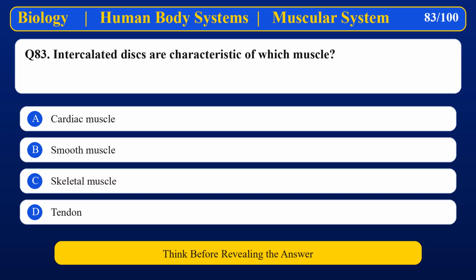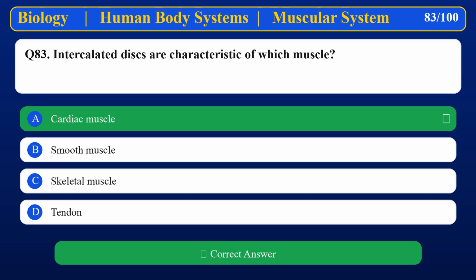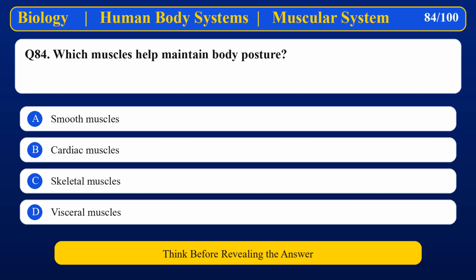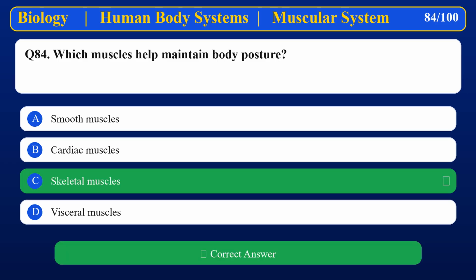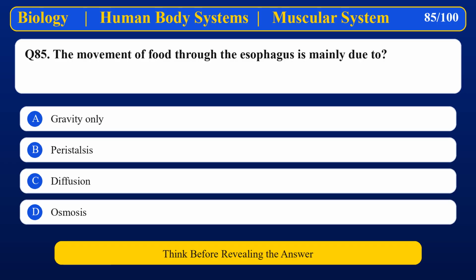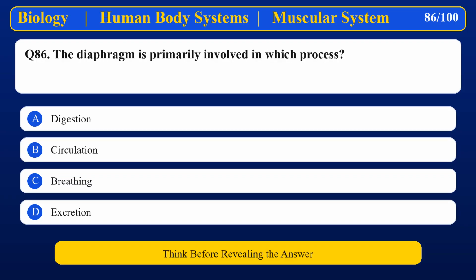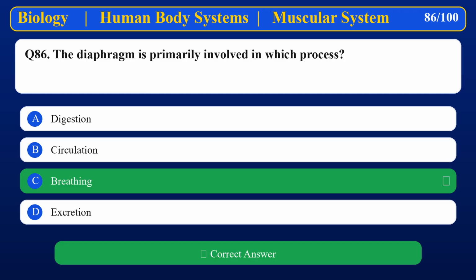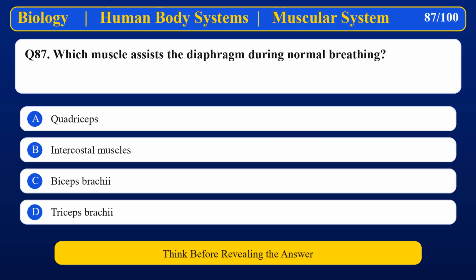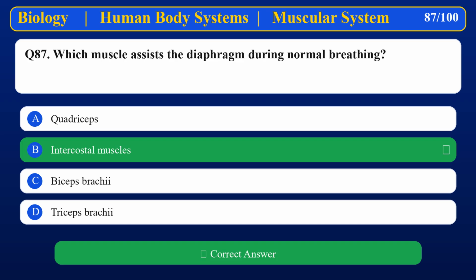Intercalated discs are characteristic of which muscle? Cardiac muscle. Which muscles help maintain body posture? Skeletal muscles. The movement of food through the esophagus is mainly due to? Peristalsis. The diaphragm is primarily involved in which process? Breathing. Which muscle assists the diaphragm during normal breathing? Intercostal muscles.